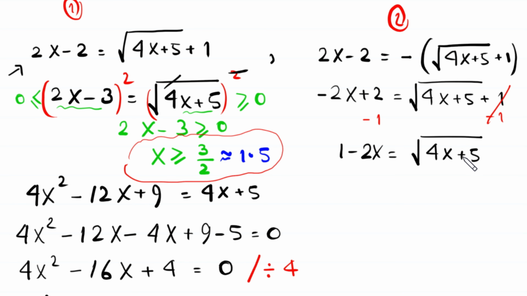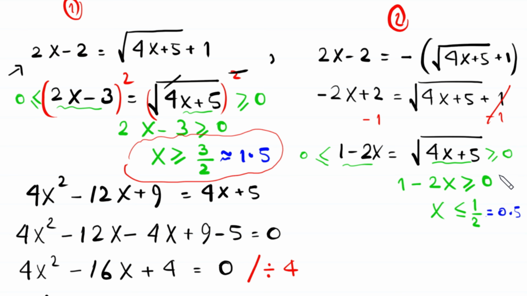Since this 4x plus 5 must be greater than or equal to 0, this 1 minus 2x must also be greater than or equal to 0. 1 minus 2x must be greater than or equal to 0. This implies that x must be less than or equal to 1 over 2, which is equal to 0.5. Now we take square of both sides.